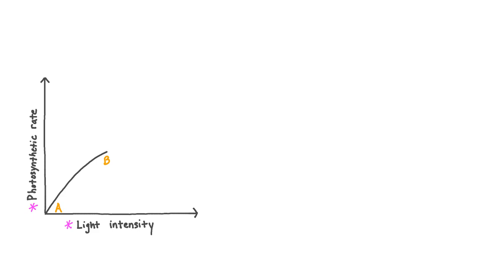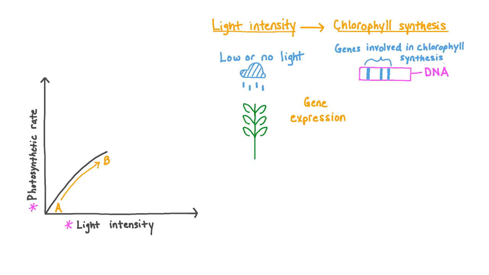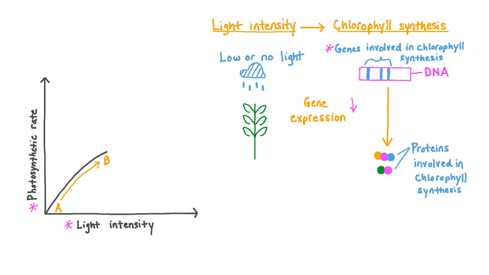This simplified graph has light intensity on the x-axis and photosynthetic rate on the y-axis. Starting at point A and moving right along the x-axis, we can see that as light intensity increases, photosynthetic rate also increases. This relationship exists because light intensity influences chlorophyll synthesis in plants. Under low light conditions, the genes involved in chlorophyll synthesis, shown here as blue bars on a strand of DNA, will be downregulated. This means the plant will produce fewer of the proteins needed to make chlorophyll, and the rate of photosynthesis will be low.